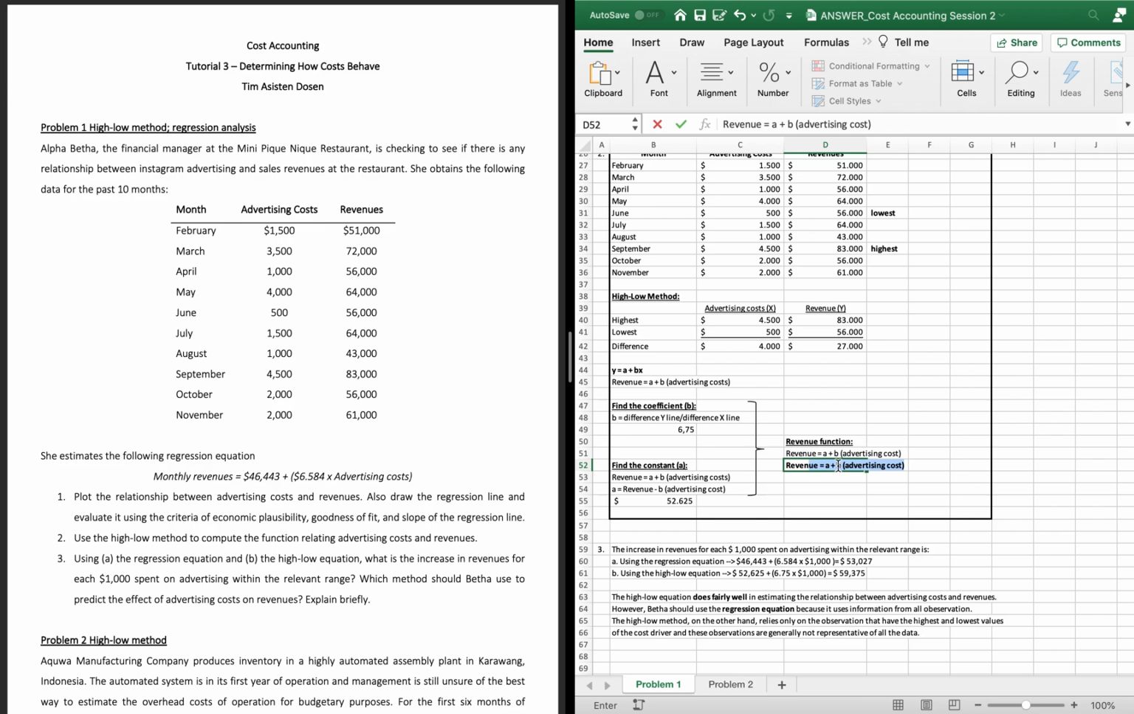So the revenue is 52,625 plus b, which is 6.75, times the cost driver, which is the advertising cost.